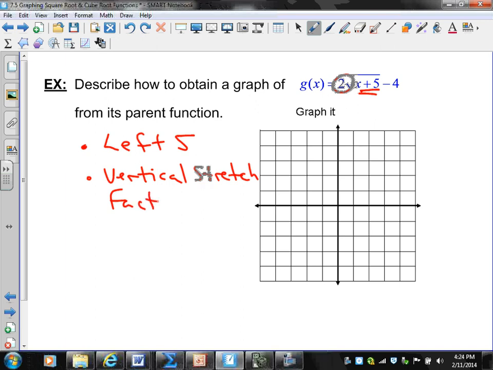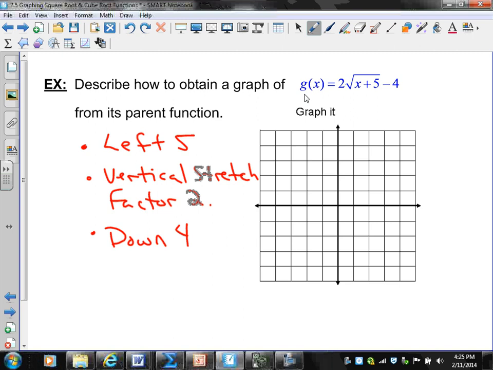And then lastly, we have this minus 4 out here, right? So everything's going to go down 4. The nice thing about this is we can do this point by point, and we can actually try to take the whole graph and do this. I'm going to start this point by point and see how this goes.